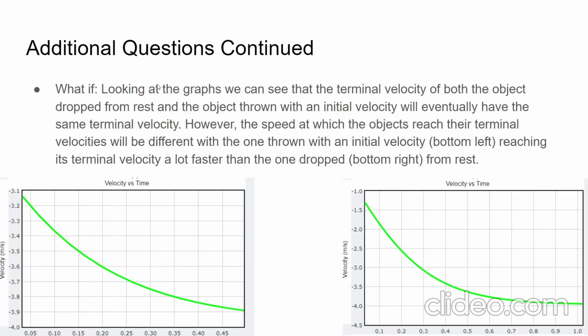For the what if question, looking at the graphs, we can see that the object dropped from rest and the object thrown with an initial velocity will eventually have the same terminal velocity. However, the speed at which the objects reach their terminal velocities will be different, with the one thrown with the initial velocity reaching its terminal velocity a lot faster than the one dropped from rest.